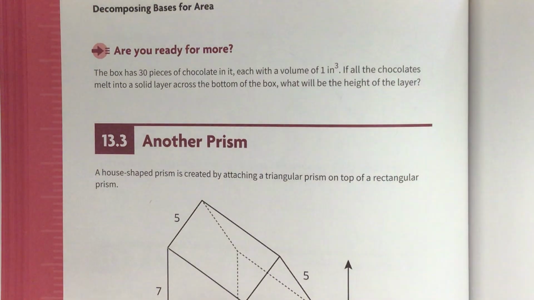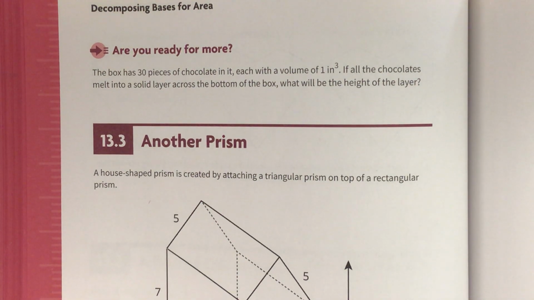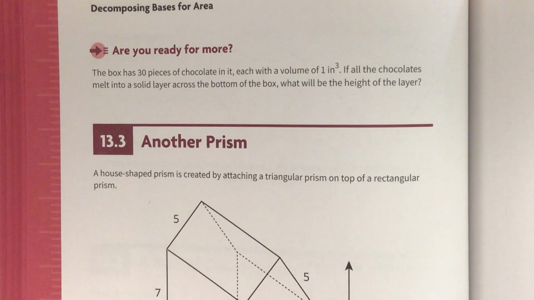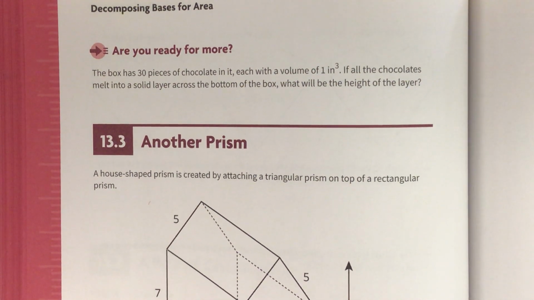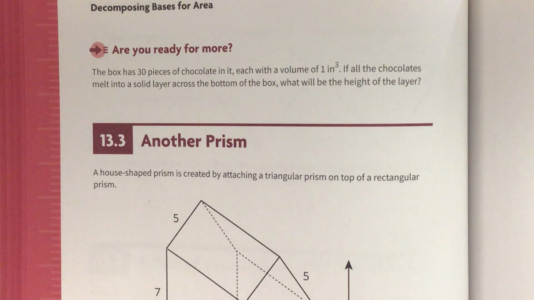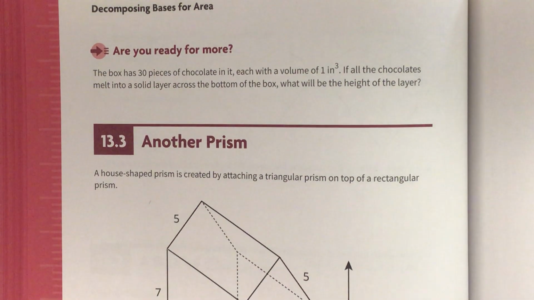All right, are you ready? The box has 30 pieces of chocolate. All have a 1-inch cubic volume. That means they're 1 inch by 1 inch by 1 inch pieces of chocolate. If all the chocolate melts, what will be the height of the layer? Okay, not a trick question. If you melt 30 pieces that all have 1 cubic inch, how much total volume do I have?